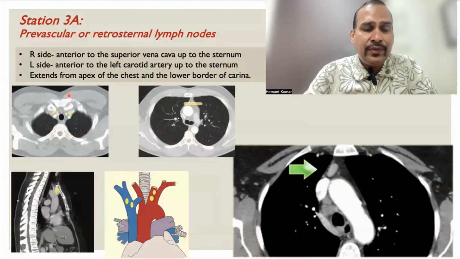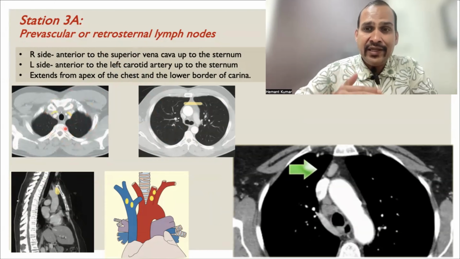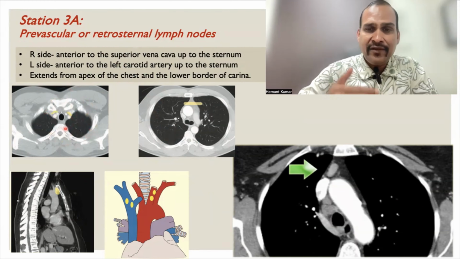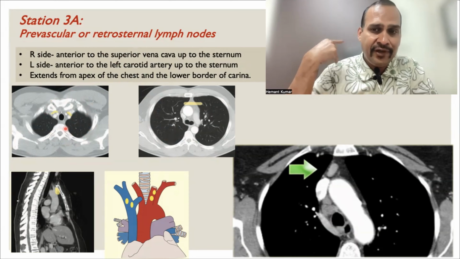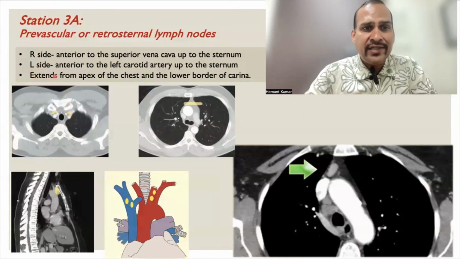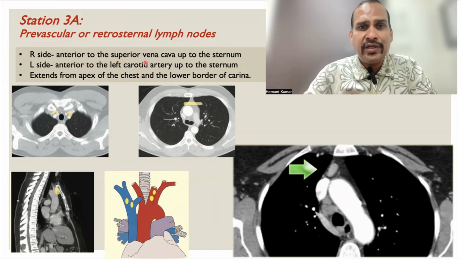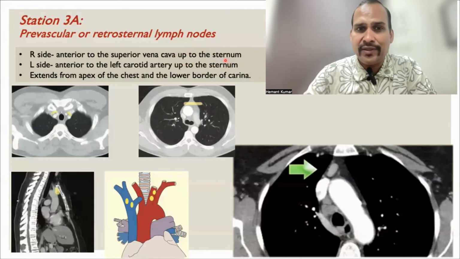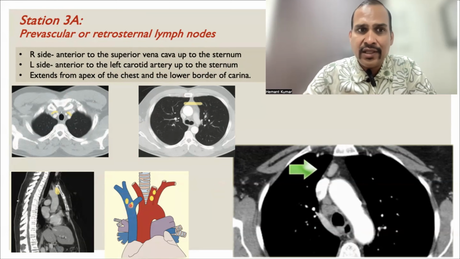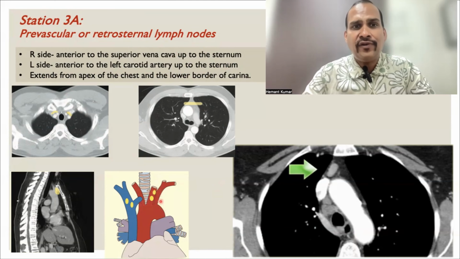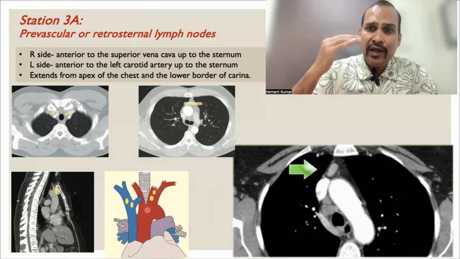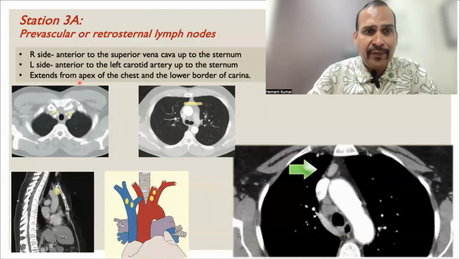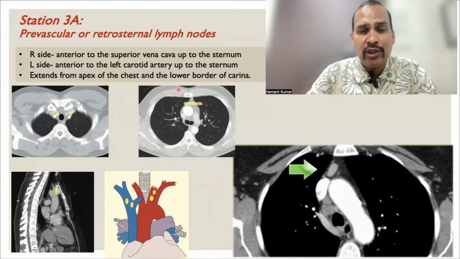Okay, so let's see station 3A very carefully. 3A means anterior to vessel, trachea. In front of trachea is vessel and in front of vessels, this is 3A. So on the right side it extends from anterior to the superior vena cava up to the sternum. On the left side, anterior to the left carotid artery up to the sternum. So this is the superior vena cava. Anterior to the superior vena cava is 3A right side, and 3A left side is just in front of the left carotid artery. From above to downward, it extends from the apex of the thoracic cavity to the lower border of the carina.